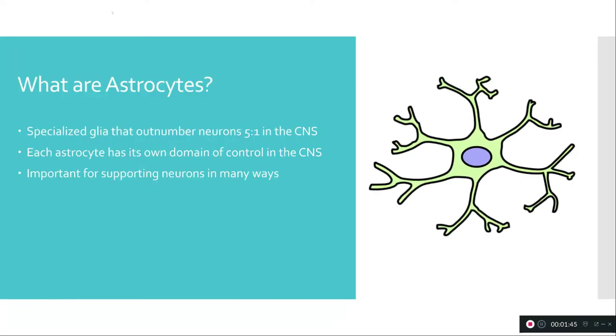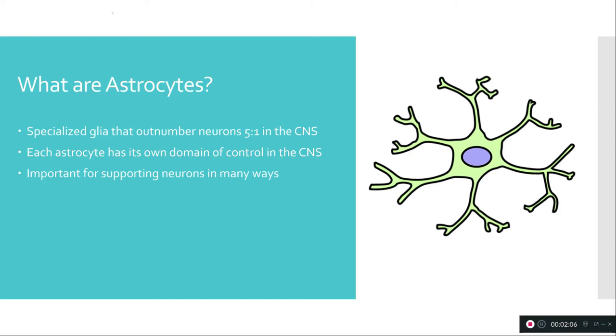So what are astrocytes? Astrocytes are a specialized glia. They outnumber neurons 5-to-1 in the central nervous system, and each astrocyte has its own domain of control in the central nervous system. The astrocytes are going to support the neurons in a plethora of ways. Without astrocytes, neurons really wouldn't be able to function.